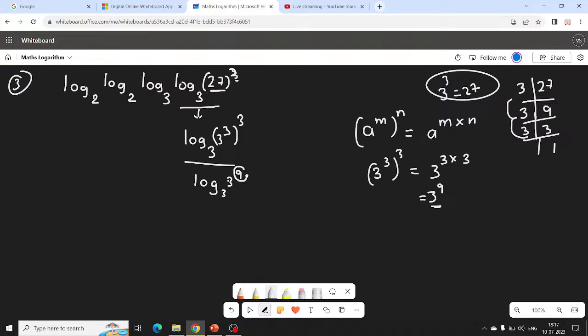So what happens to this power here? It gets multiplied. So 9 into log 3 to the base 3. Yes or no? So what happens to this log 3 to the base 3? 1. So what is remaining here? 9.